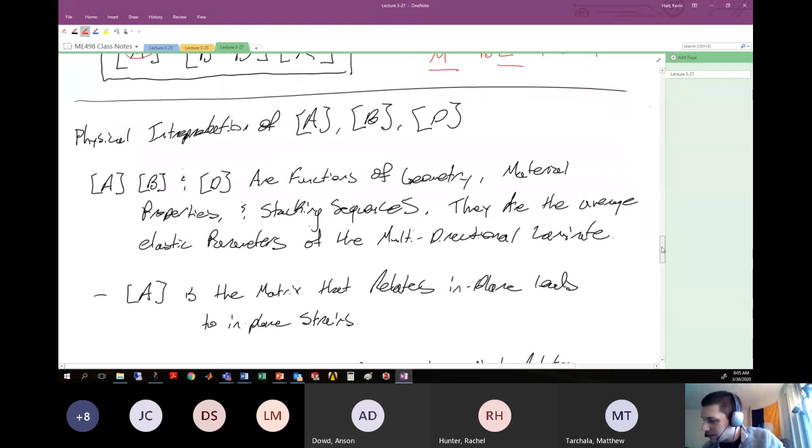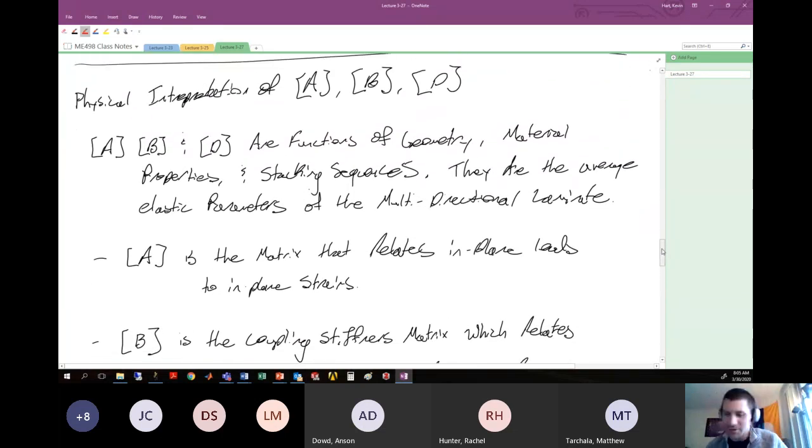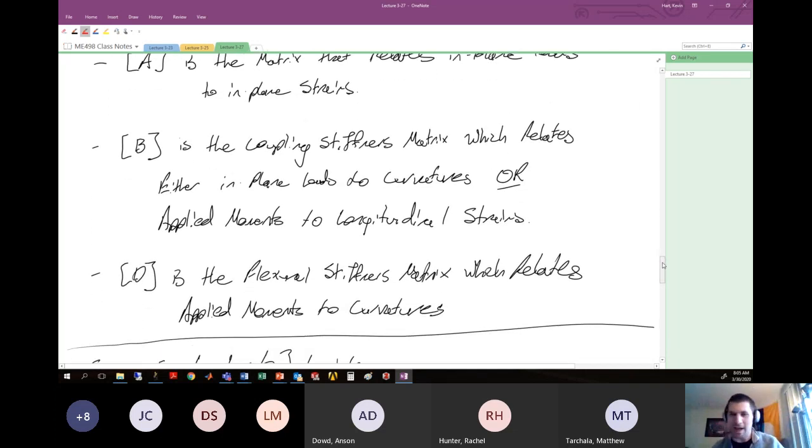We talked about the actual physical interpretations of what these matrices are, and we talked about the A matrix being the relationship between longitudinal loads that I might apply and longitudinal strains which might develop. So this is sort of like the stiffness that you're very familiar with. If we load something longitudinally, the stiffness of that thing is how much it resists deformation in that direction. Sort of makes sense.